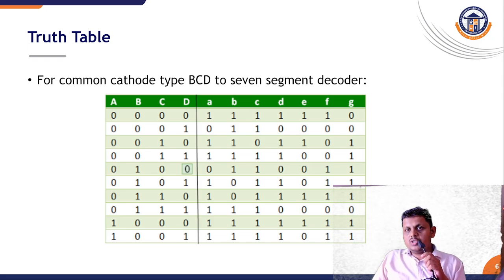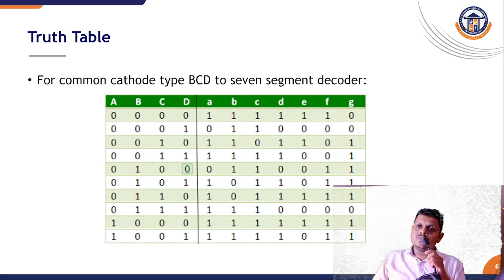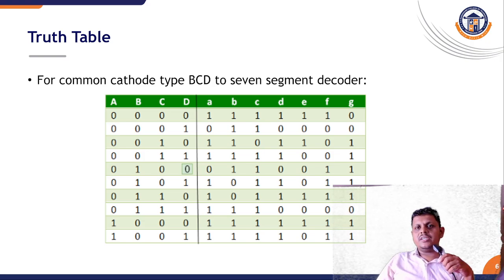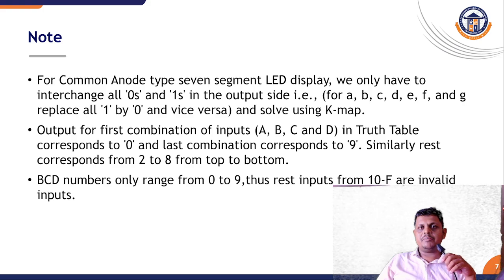Likewise 1000. So we are applying the input A as 1 and the remaining terms as 0. So all the segments can be displayed. For the number 8, all of A, B, C, D, E, F, G are 1, so all the segments can be displayed. So based on the input, the operations can be performed.